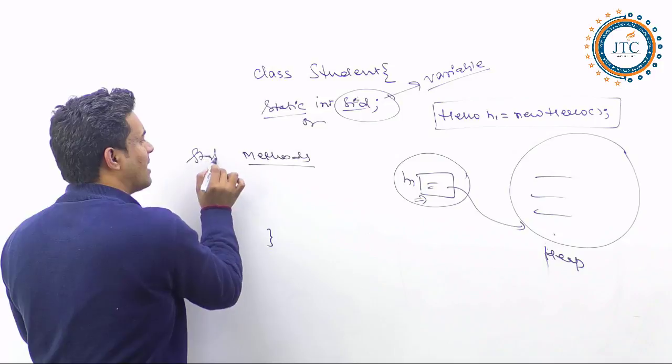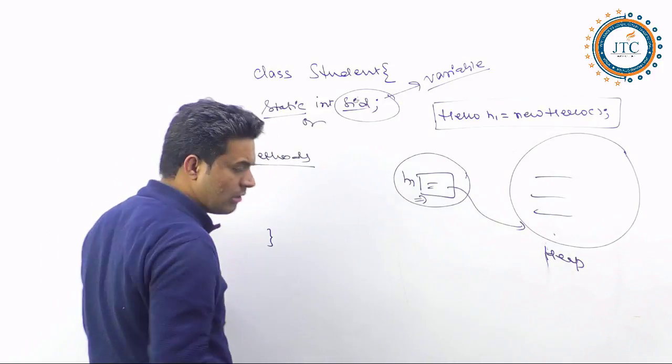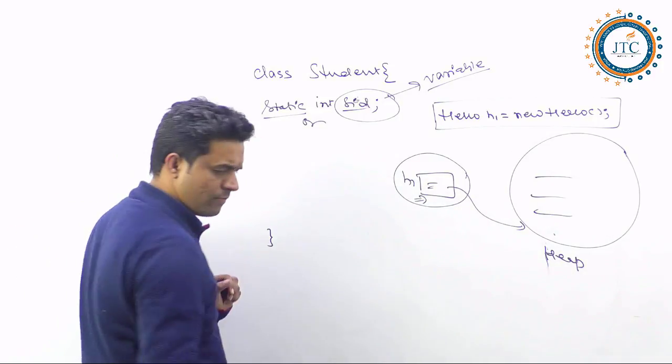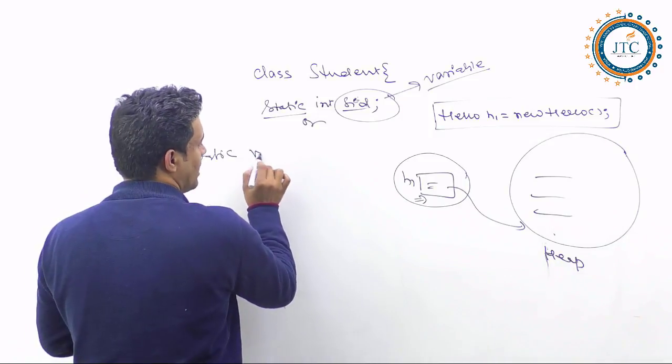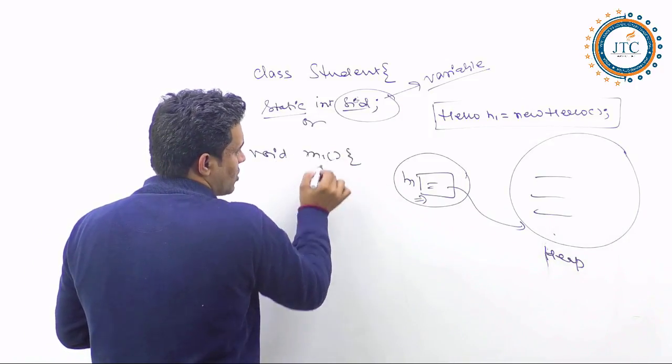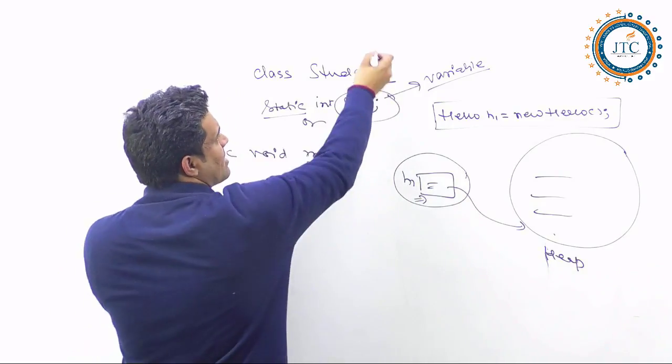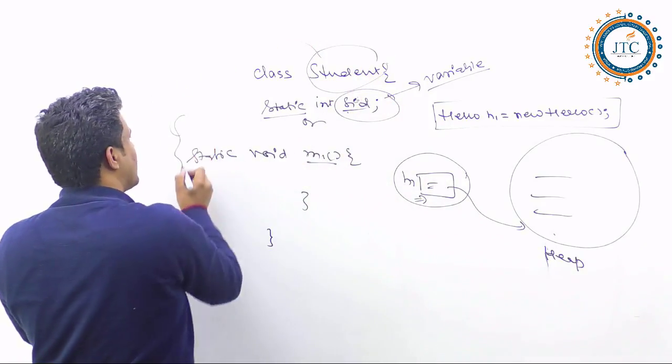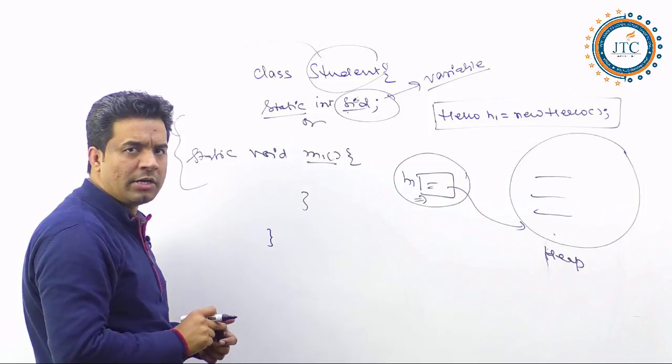And if it is a static method, let's write here in another form. What is that static method? static void m1 if I am writing. So this method or this variable can be accessed associated with the class name here. Are you getting my point?